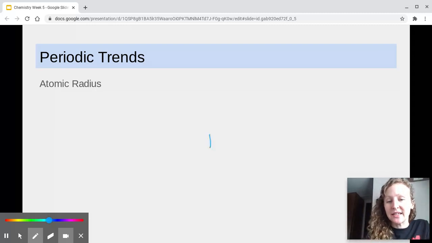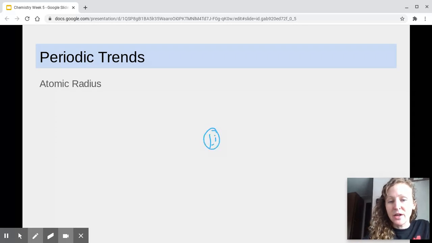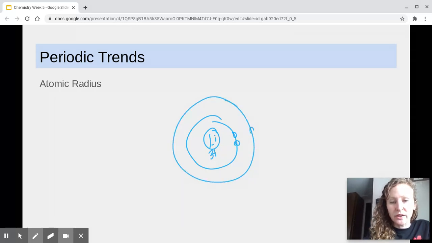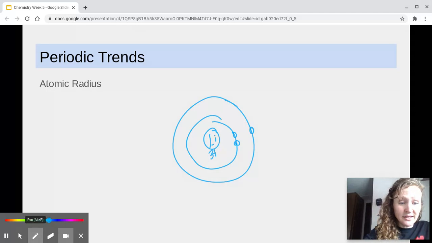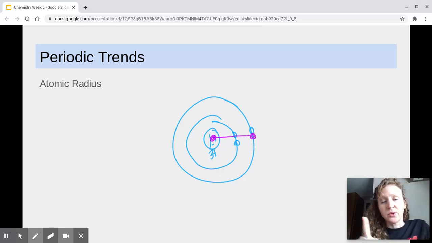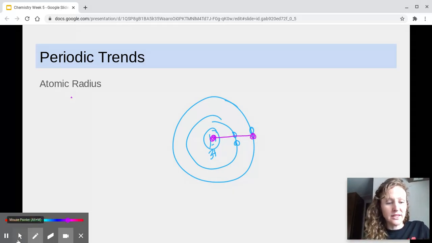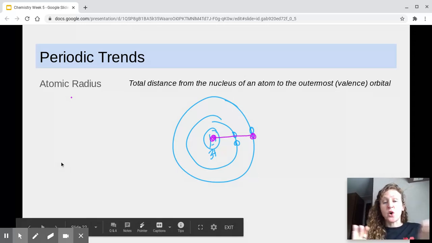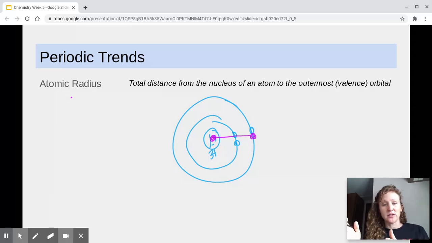If we're looking at an element like lithium, we're going to see 3 protons inside of lithium. We're going to see 2 electrons in the first shell, and 1 electron in that second shell. And so atomic radius is entirely going to be looking at the distance between the nucleus of lithium and its outermost electron. And you can see the definition here. It's the total distance when you're measuring from the nucleus of the atom to the outermost valence orbital.